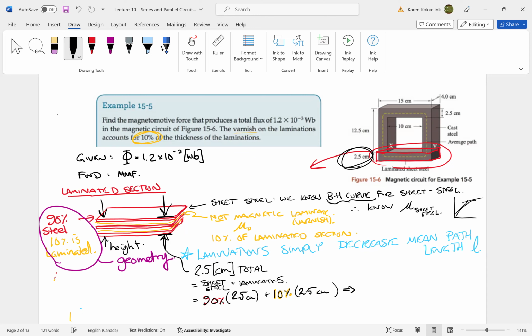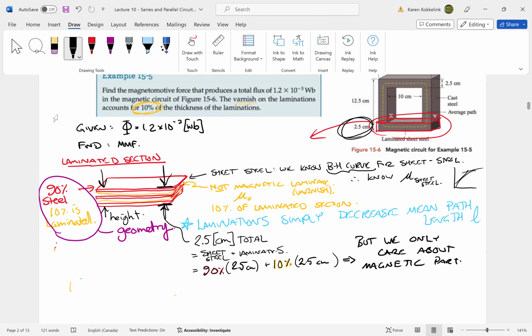But the magnetic circuit only cares about the steel part, the magnetic part. We only care about the magnetic part. Okay? So then, therefore, we can think about it as basically a bar magnet.